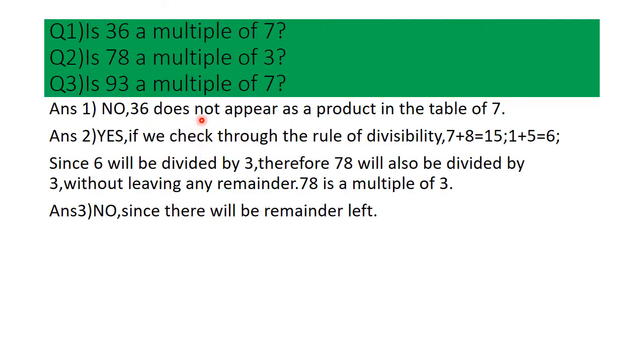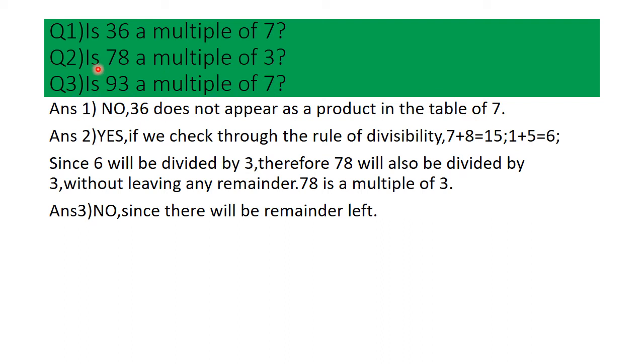Now children, here I have taken a few questions for you. Question number 1 says, is 36 a multiple of 7? So let us check. No, 36 does not appear as a product in the table of 7. We know that 7 fives are 35 and 7 sixes are 42, but 36 doesn't come in the table of 7. That is why 36 is not a multiple of 7.